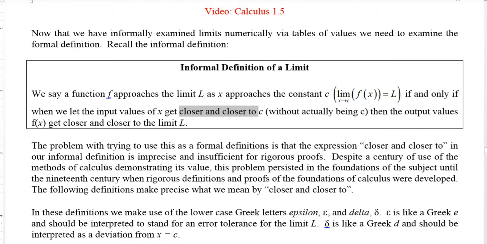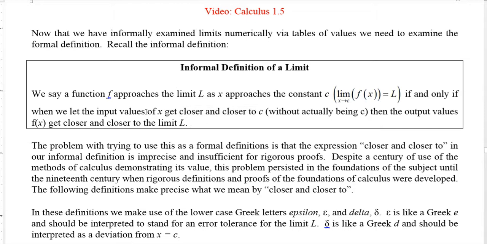And mathematicians used this for a century, and they showed that the idea of limits and the idea of derivatives and integrals that we'll talk about later were very useful. But there was this problem with the foundations of the subject, and this persisted until about the 19th century, when more rigorous definitions and proofs of the foundations of calculus were developed. So we're going to try to make precise what we mean by "closer and closer to."